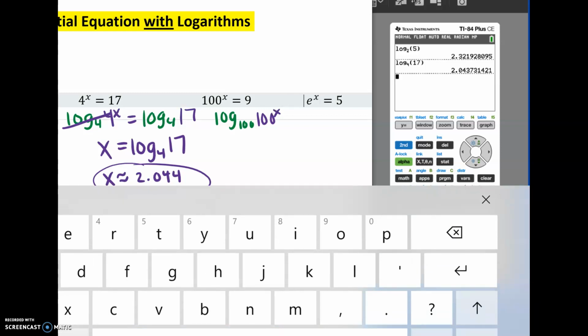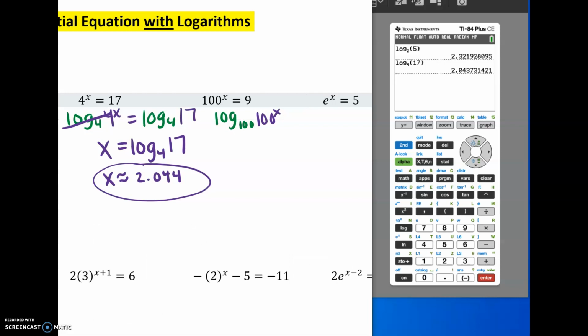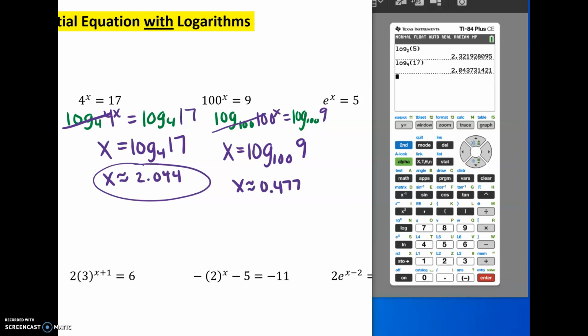Let's space this one over, guys, so we have room. Okay, and then on the right-hand side, we also need to take log base 100 of that 9. It doesn't cancel on this side because the base and this 9 do not equal each other. It does cancel here. You're left with x, and you've got log base 100 of 9. So if you type that in, for time's sake, I'm going to go ahead and tell you, you'll get x is approximately equal to 0.477.